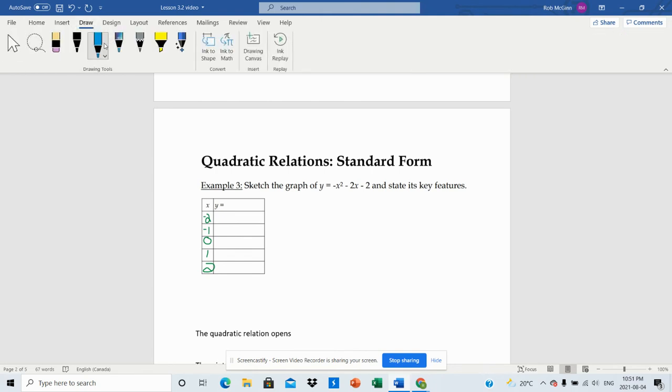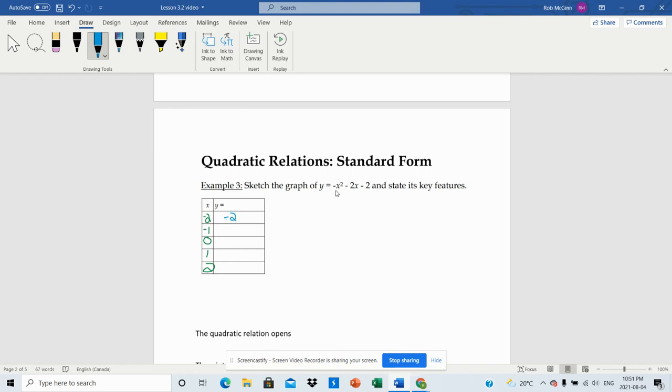So let's go to our next one here, and just gonna fill this out. So when x is minus 2, squared is 4. That's going to be times negative 1, so negative 4. Minus 2 times minus 2 is positive 4. So minus 4 plus 4 is 0, minus 2. So we have minus 2.